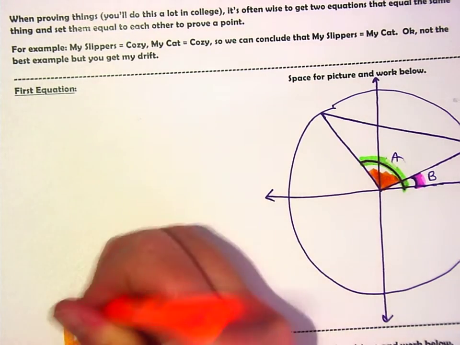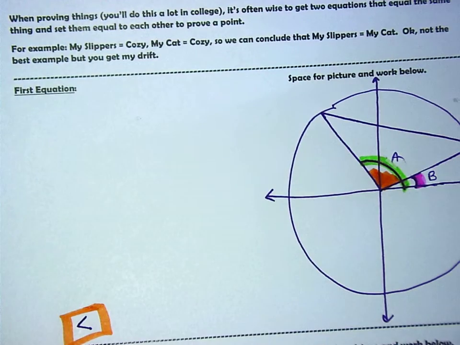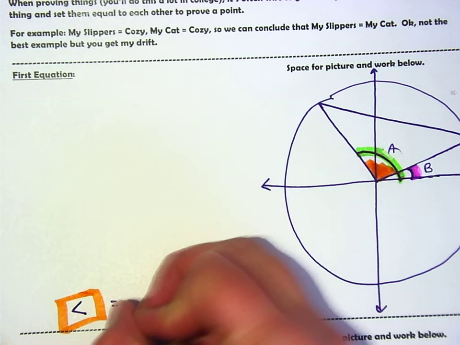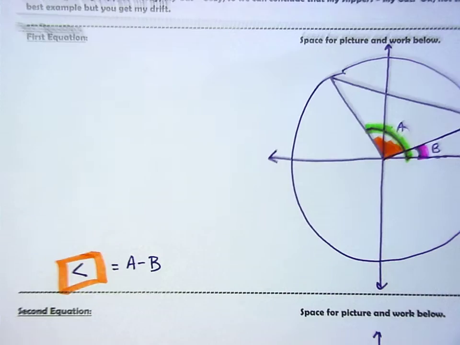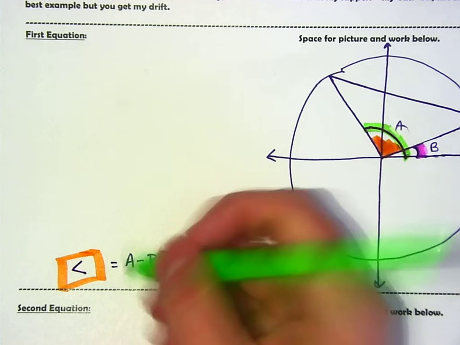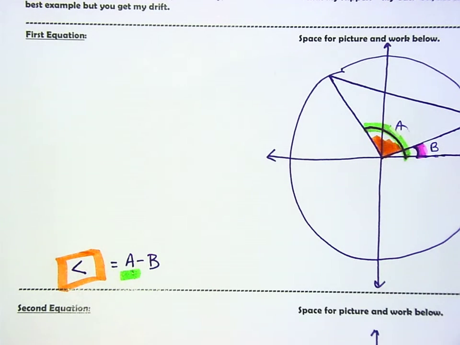All right, so I'm going to write down here that my orange angle, and if you want to use colors and you want to go grab some colors from the back, you're welcome to. My orange angle is A minus B. In fact, maybe I'll write that it's green minus pink.